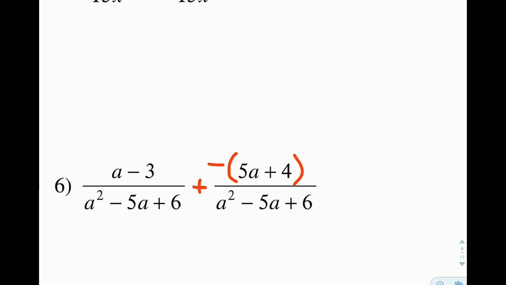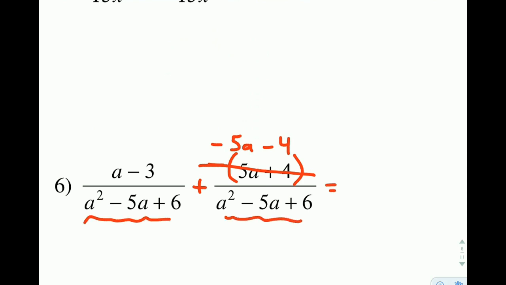When you do that, you're essentially distributing a negative 1 to everything inside. So you are really saying that you have a negative 5a minus 4. You switched both of those signs to get your new numerator. And then it's back to doing addition. We have a common denominator.